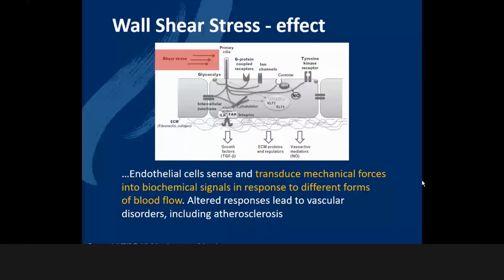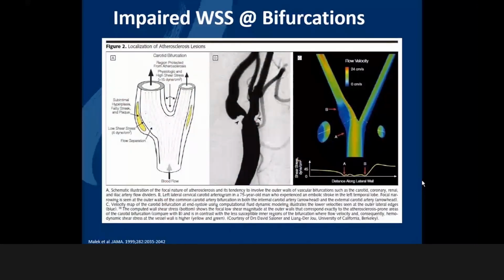And we see this, and we know this as surgeons and as vascular specialists, that the impaired wall shear stress, for example, at bifurcations, is where we typically find atherosclerotic lesions. So I see this in the carotid artery. And the reason is what you see on the right, that we have very low velocity and very low amounts of wall shear stress.